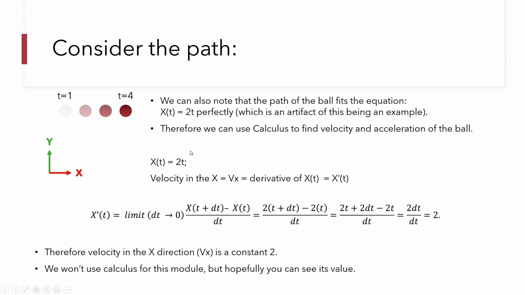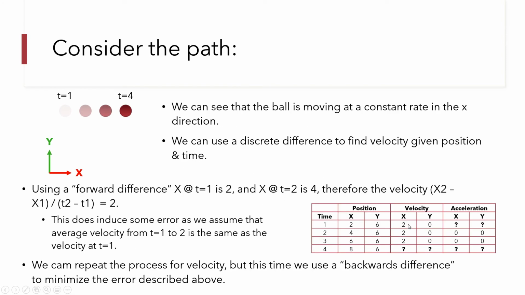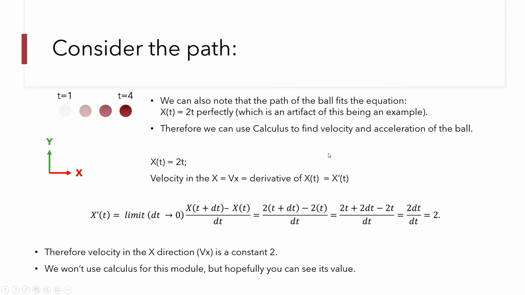And there are lots of simplifications you can use for solving for polynomials and different equations. But again, we're not going to get into that too much. But we can show that the derivative of 2t is equal to 2. And that makes sense because if we go back and look at our discrete example, we see the velocity there was 2. So it doesn't matter whether we used the discrete method or calculus, we get that the velocity in the x direction is basically a constant 2.